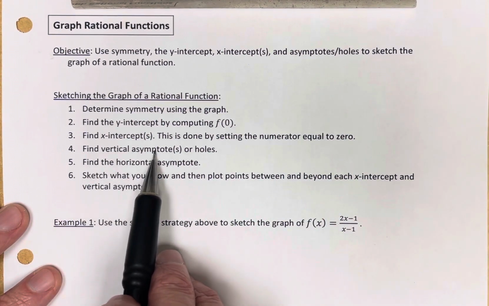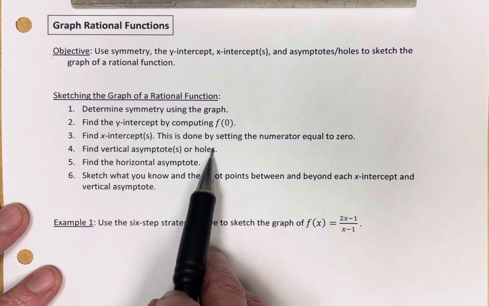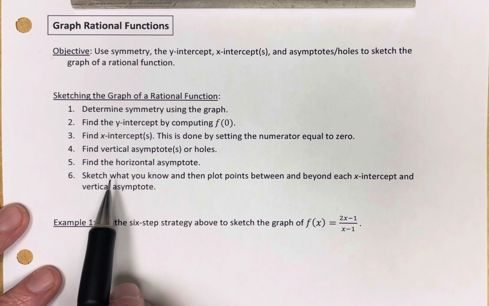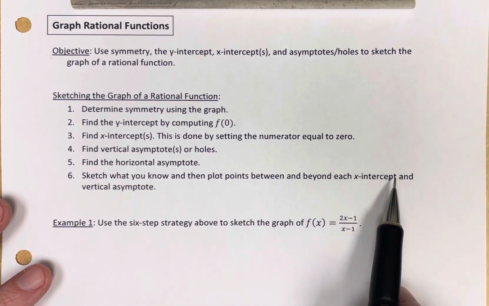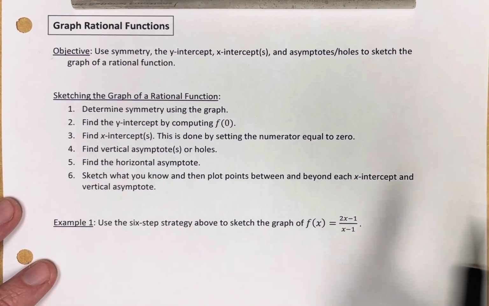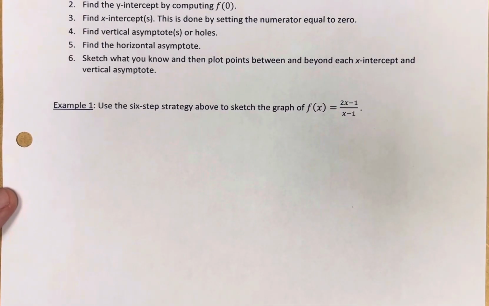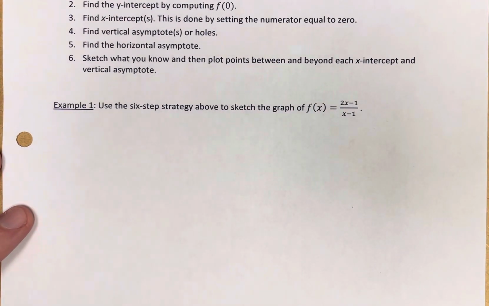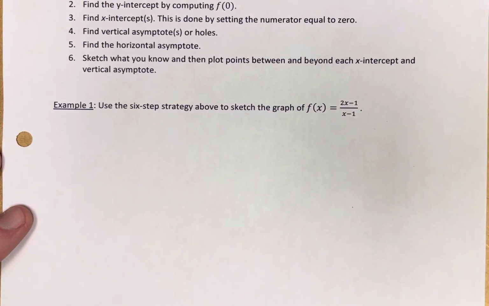We're going to find the vertical asymptotes or holes if it has any. We're going to find the horizontal asymptote if it has one. And then we're going to sketch what we know and then plot points between and beyond each x-intercept and vertical asymptote to complete the picture. Okay, so let's use this six-step strategy to sketch the graph of the rational function 2x minus 1 over x minus 1.